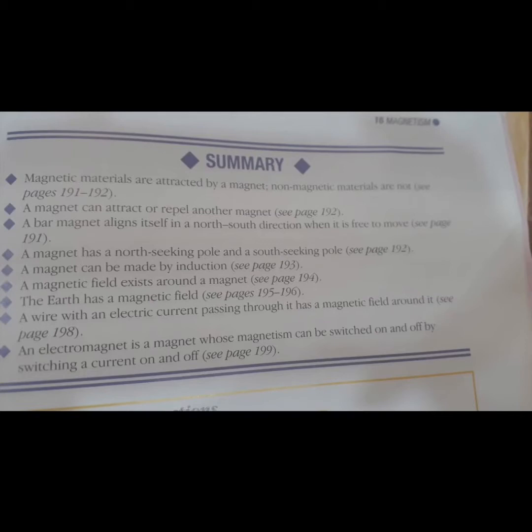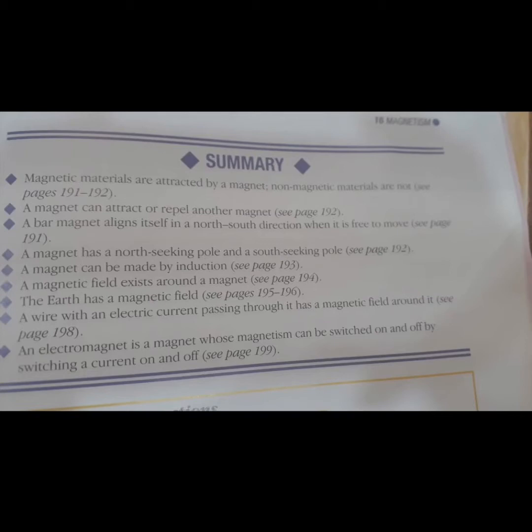The second part, we said that a magnet can attract or repel another magnet. As we said before, two similar magnetic poles repel each other. We said also that the magnet has two poles. The first pole is called North Pole and the second one is called South Pole.